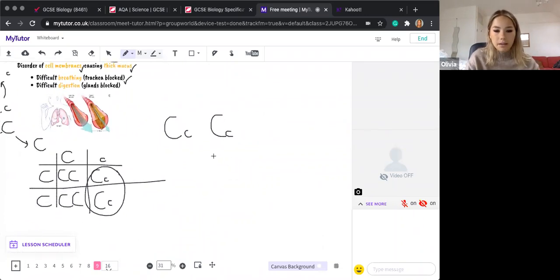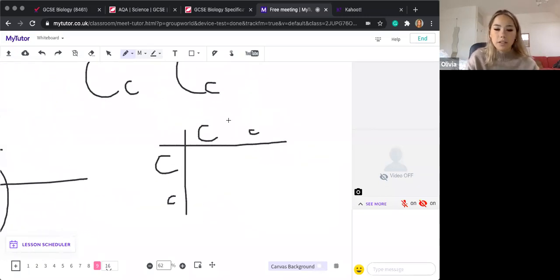Again, we do the same thing. We draw that in a Punnett square. We draw a big C, little c, big C, little c. What percentage of their offspring do you think are going to have cystic fibrosis? Can you predict it before I've got there?